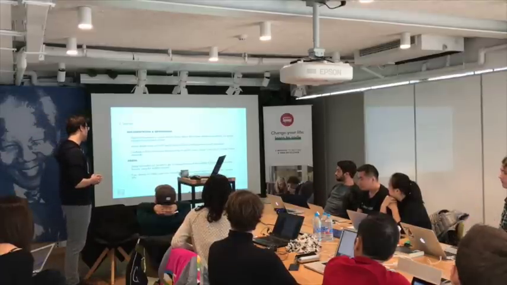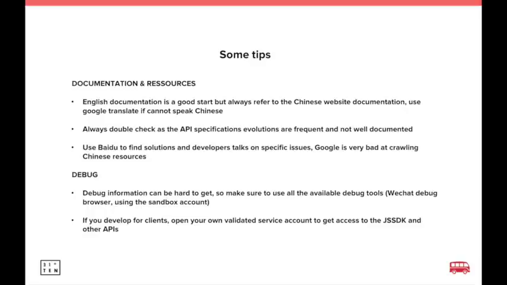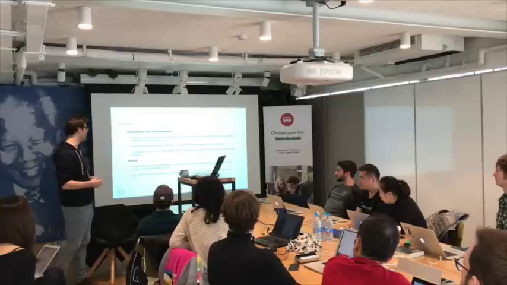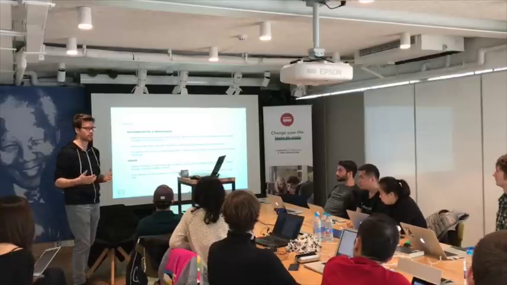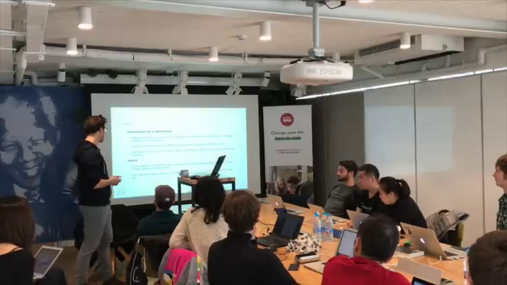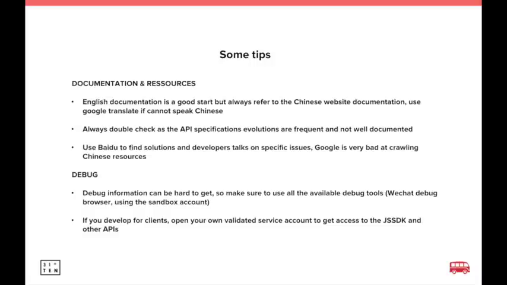And developers usually Google a lot to find answers. That's the best way to solve problems fast. First, see if there are some people that really have this problem. But Google is very bad at crawling Chinese resources. So don't rely on Google when you find a problem. Use Baidu. For developer tools, there is a lot happening, obviously, in the Chinese community.